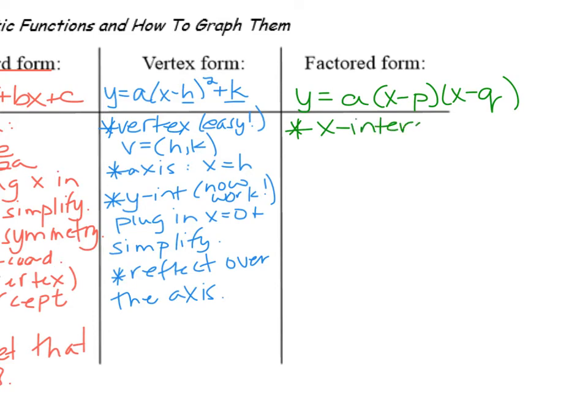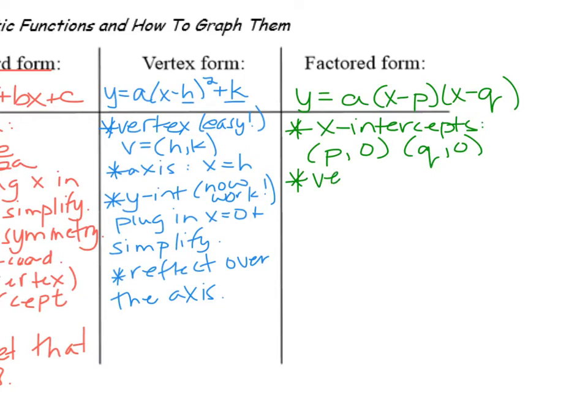And x-intercepts are formed by setting the parentheses equal to 0. So x will equal p and x will equal q. As ordered pairs, that's p comma 0 and q comma 0. And you plot those on the x-axis. Now to get the vertex is going to be right in the middle because quadratic functions have symmetry.